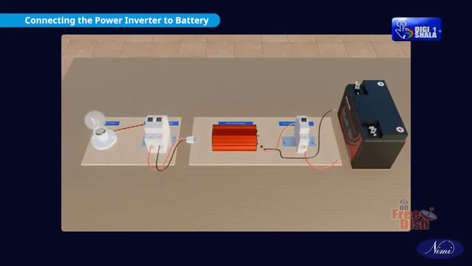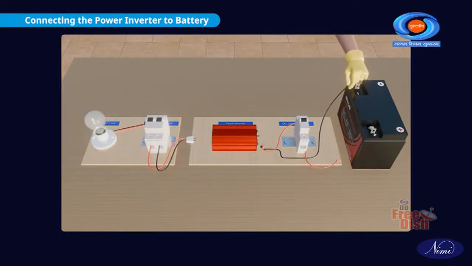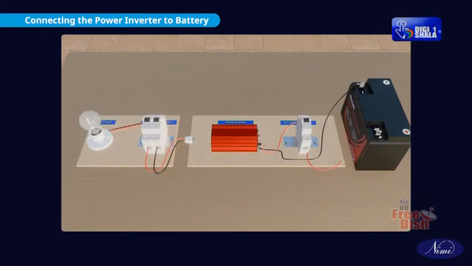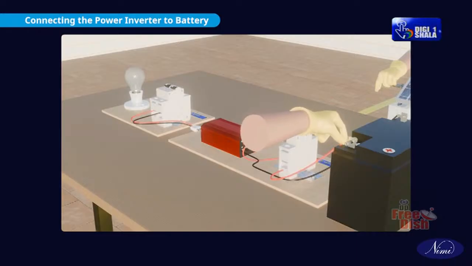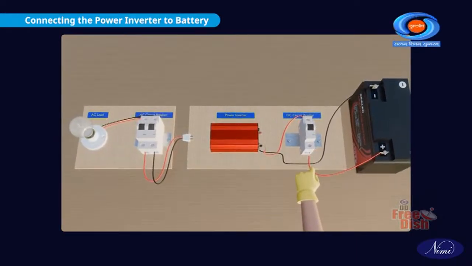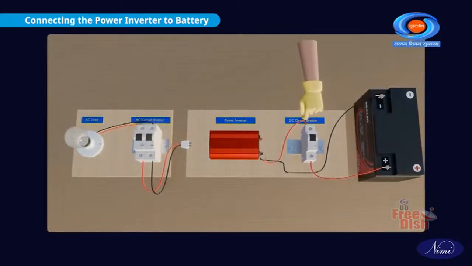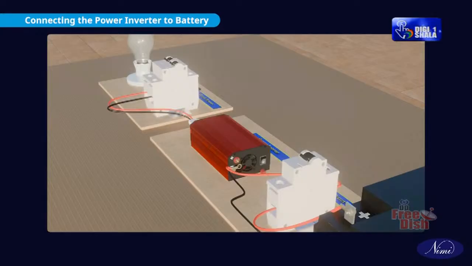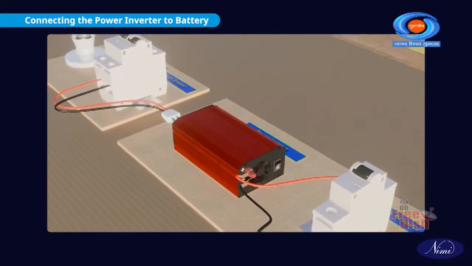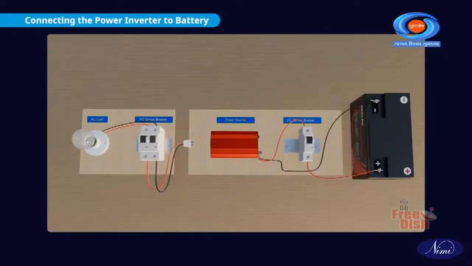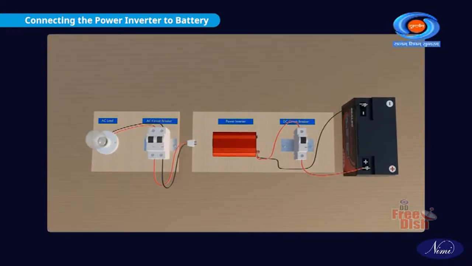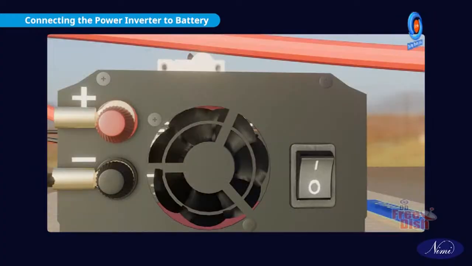Use one length of black wire to connect the negative terminal of the battery to negative terminal of the inverter. Use one length of red wire to connect the positive terminal of the battery to the DC circuit breaker in series. Now connect the output end of the circuit breaker to the battery terminals input side of the power inverter with the correct polarity, like the positive terminal of the battery to the positive terminal of the power inverter and the negative terminal of the battery to the negative terminal of the power inverter.